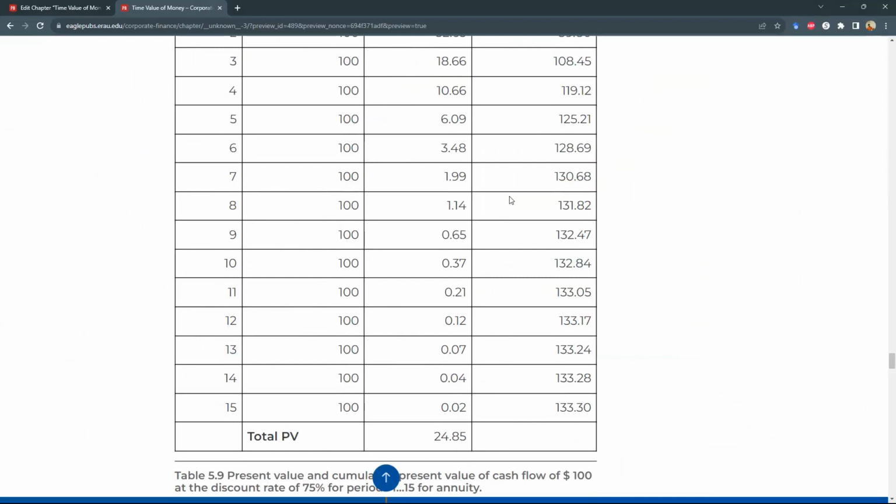So that's the illustration of this example of a finite-period annuity with a huge discount rate and its connection with a perpetuity.